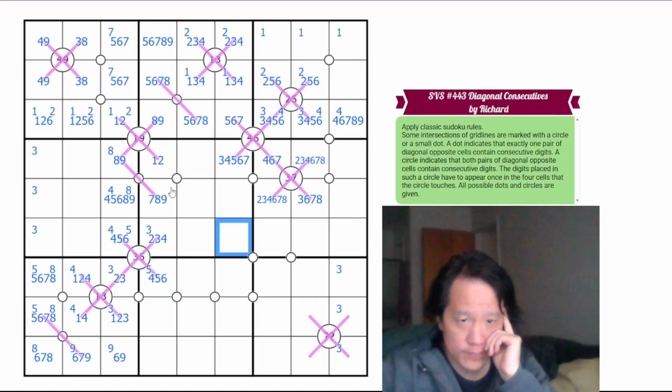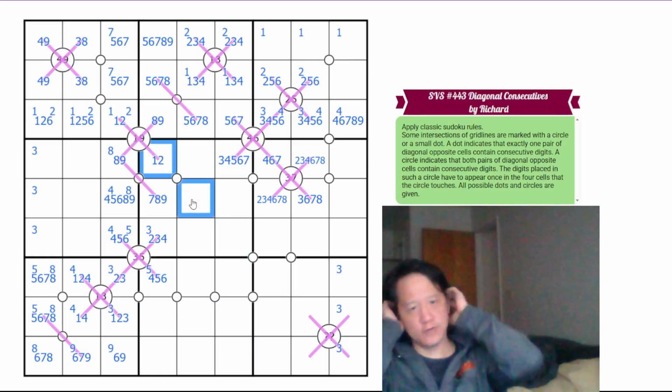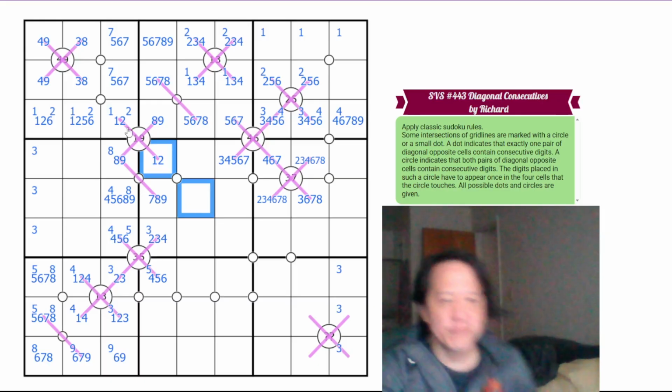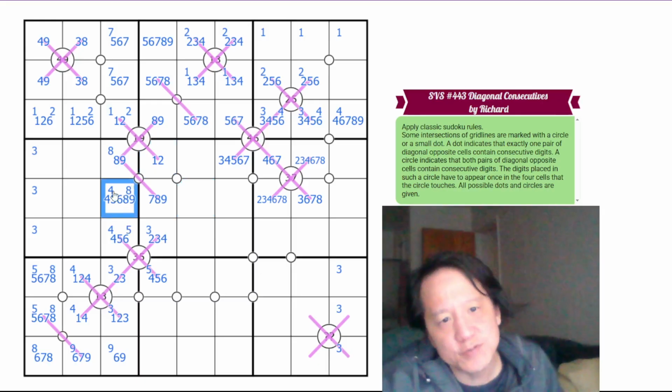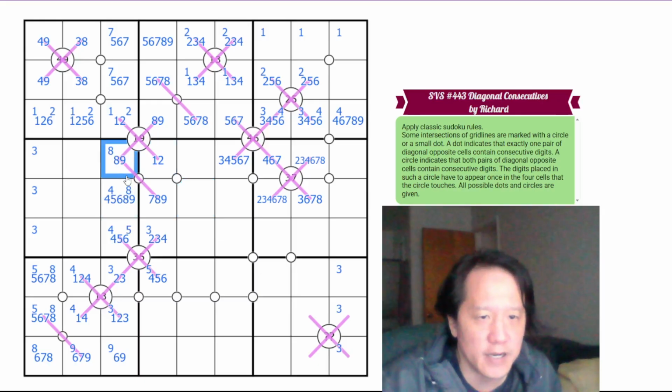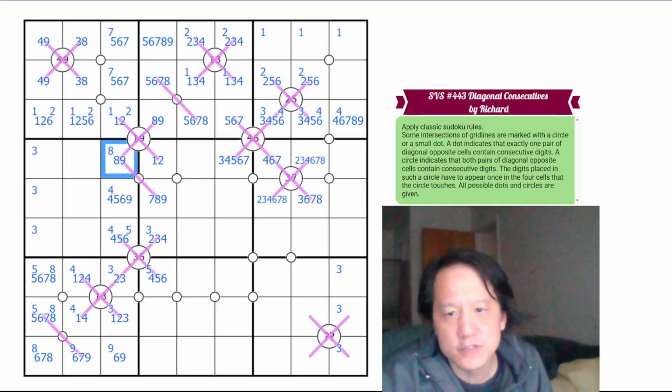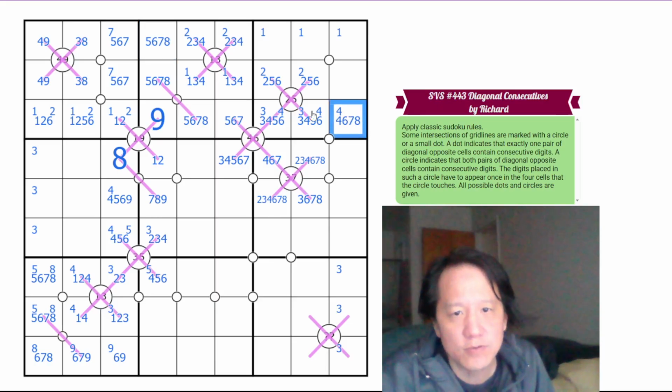We have no guarantee this is consecutive. This can never be 8. If this was 8, this would guarantee this is 9 and would have to be consecutive with another digit, which would be 8. So this is not 8, which forces this to be 8, which makes this 9. So that eliminates 9 in the rest of the box and the rest of the row and the rest of the column.